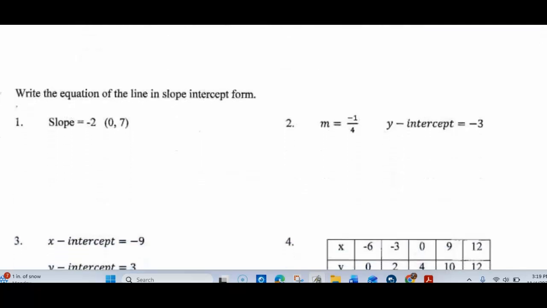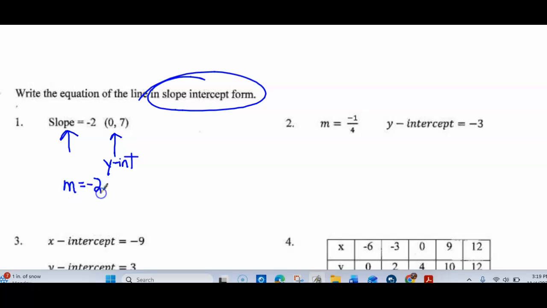So I'm going to do number 1 here. It says write the equation of the line in slope-intercept form, y equals mx plus b. You need a slope. I gave you a slope. You need a y-intercept. You have to say to yourself, okay, this is a y-intercept. It's a y-intercept because there's a 0 where the x is. So if I know the slope is m, that's -2. Your b is your y-intercept, which is the number 7.